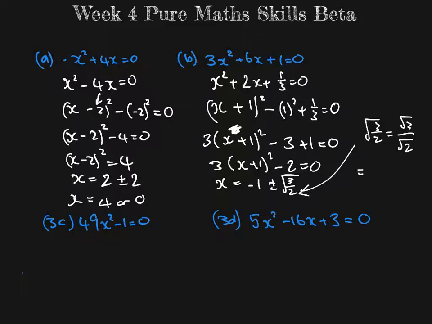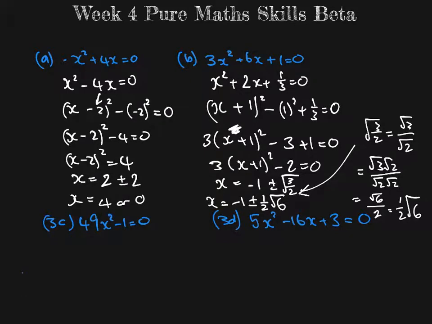I could rationalise the denominator by multiplying the top and bottom by root 2, giving me on the top root 6 and on the bottom 2, or more nicely, a half root 6. So I'd probably write this final answer as -1 plus or minus a half root 6.